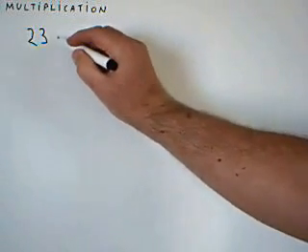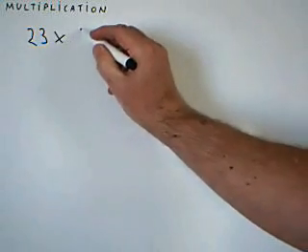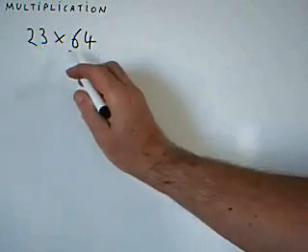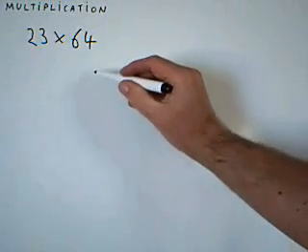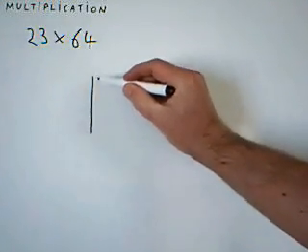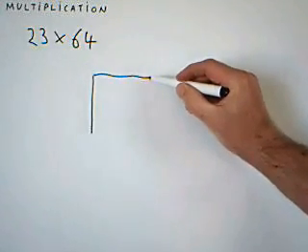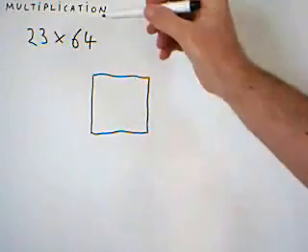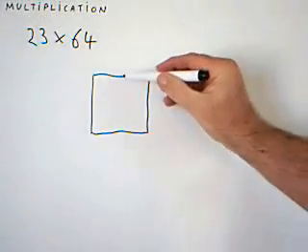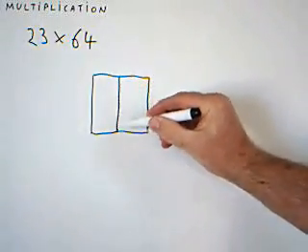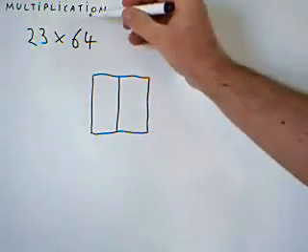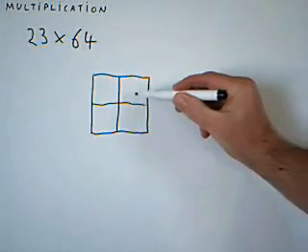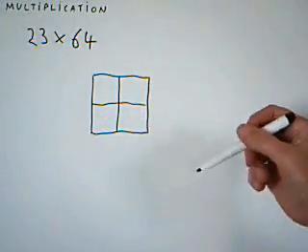23 times 64. It's got two numbers there, two here. What you do is you create a box. The box has two columns. These are two columns, and because of this one here, two rows. So there's the two rows there.